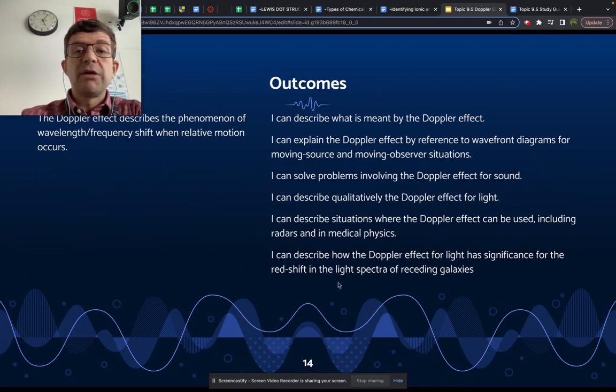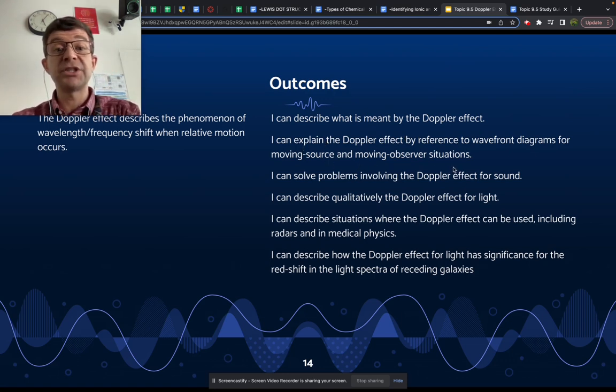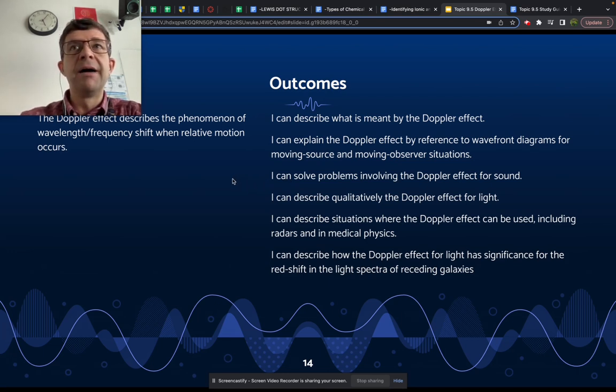So just to quickly go over the outcomes again to make sure that you feel comfortable about this, you should now know what the Doppler effect meant, and you should be able to think about the Fallstad simulation to say what wavefront diagrams look like and how they explain moving source and moving observer situations. You can solve some problems using the Doppler effect for sound, although I strongly encourage you to look at the examples in your text and to practice a few from the test yourself questions in order to feel more comfortable with that.